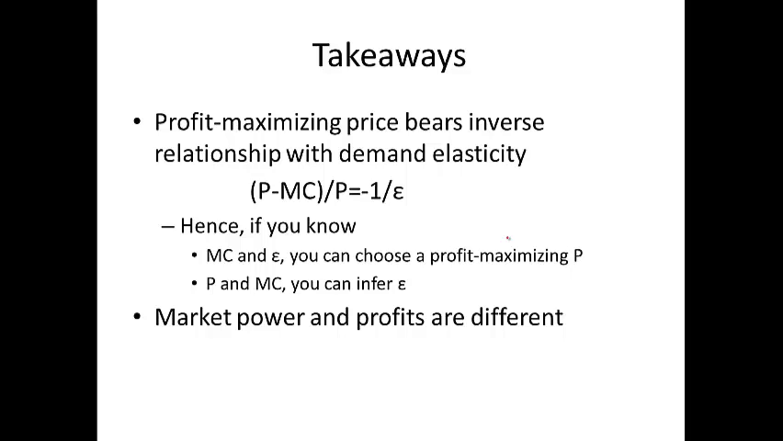All right, so what do we take away from this module on markups? The first is really summarized in the formula itself: the profit maximizing price bears an inverse relationship with the elasticity of demand. P minus MC over P equals minus 1 over the demand elasticity. Now that means that if you know the marginal cost and the elasticity, you can choose a profit maximizing price. It also means that if you know the price and the marginal cost, then if the pricing is being done in a profit maximizing way, you can infer the elasticity of demand.